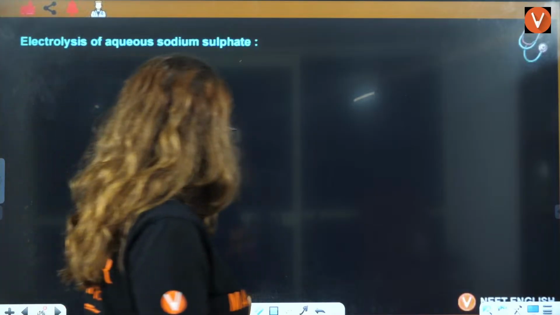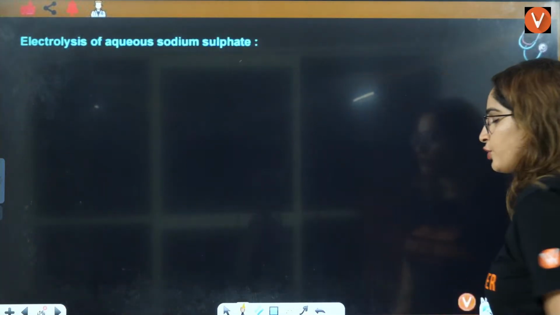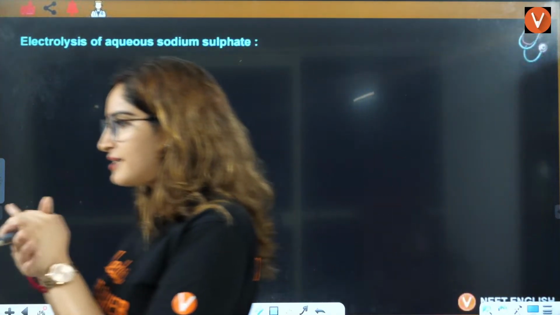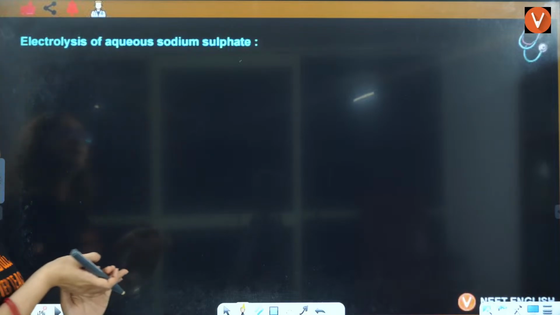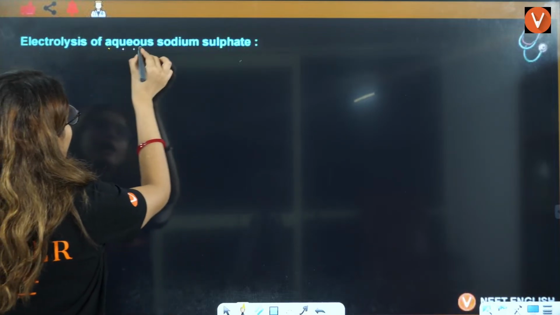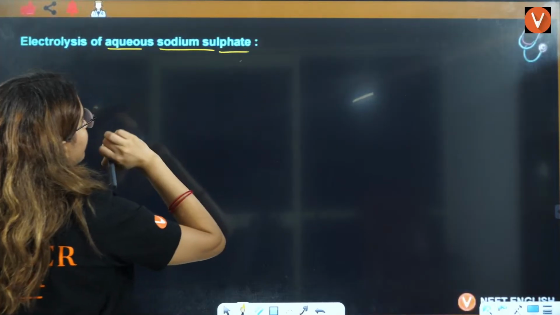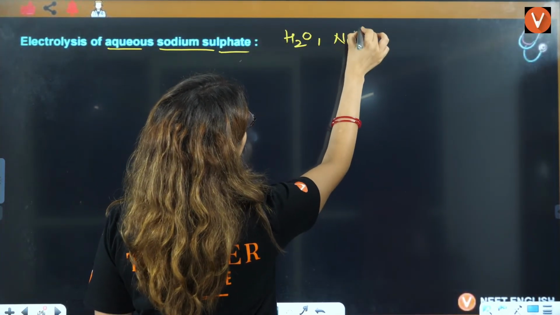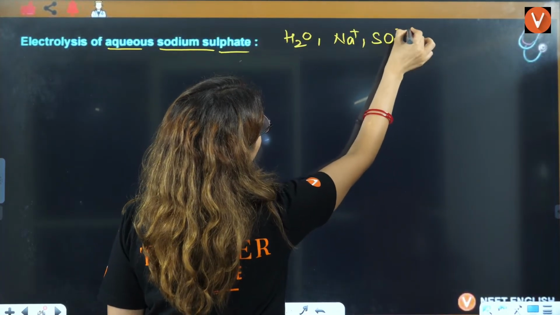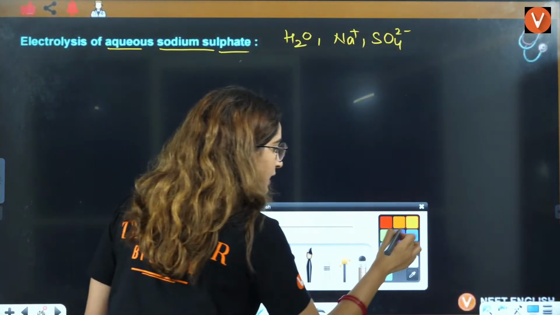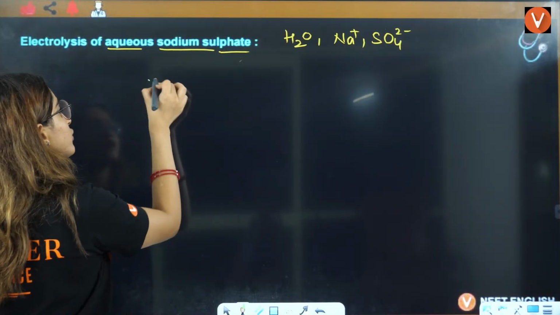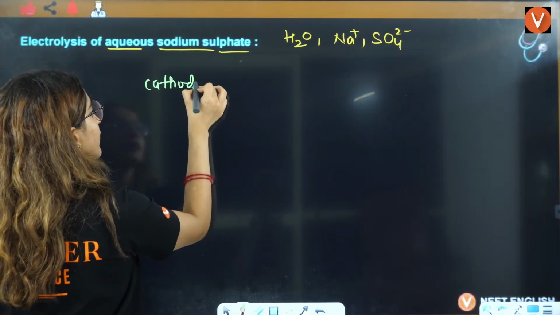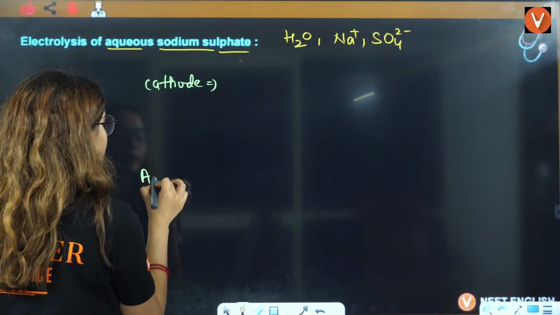Two more, and we'll be done with this part. Let's understand that. Yes, everybody? Aqueous sodium sulfate. Aqueous means water. Sodium means Na positive. Sulfate means SO4 negative. At cathode, at anode. Right? So, everybody.